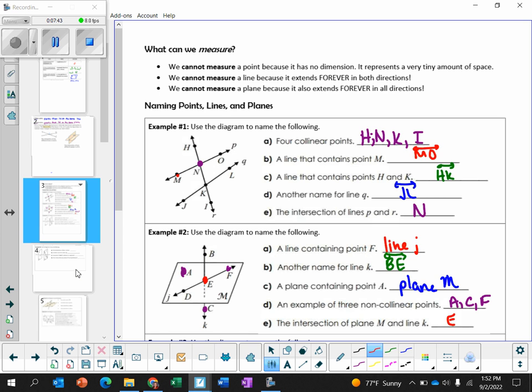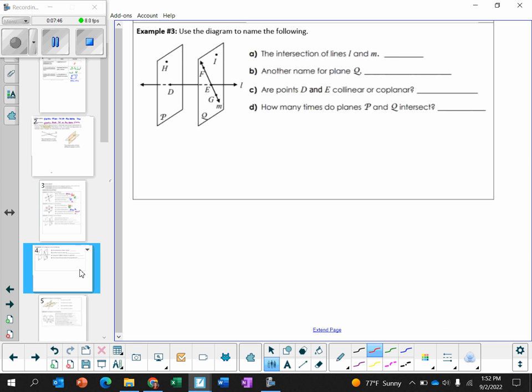All right, one more example together. So here I'm looking for the intersection of lines L and M. So this time I have 2 planes. L is the one that goes through here, M looks like here, so they intersect at point E. Another name for plane Q, so Q is the one listed here, so that's this shape. So I'm going to pick 3 letters not in a line, so we'll pick I, F, and G. So plane I, F, G.